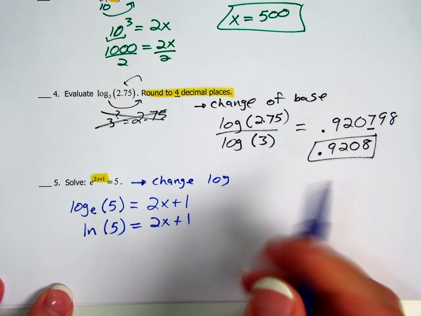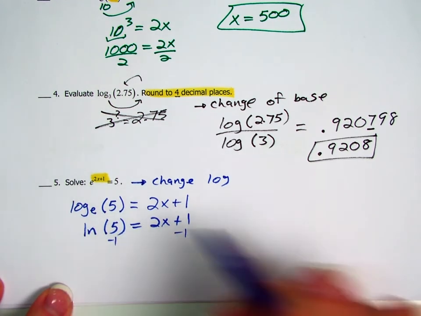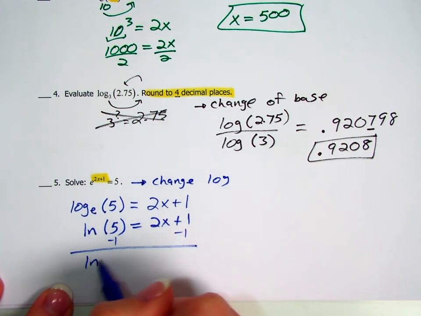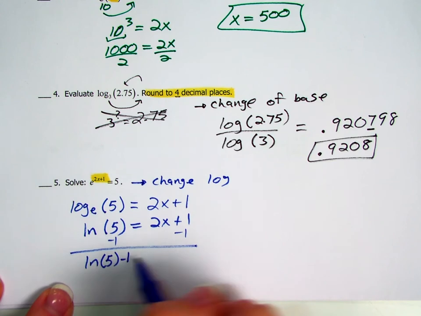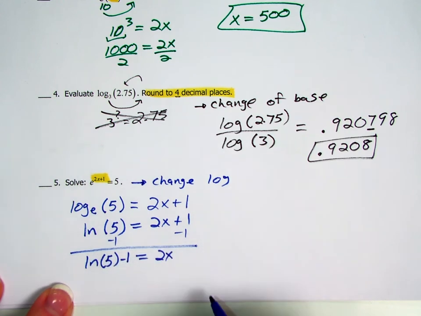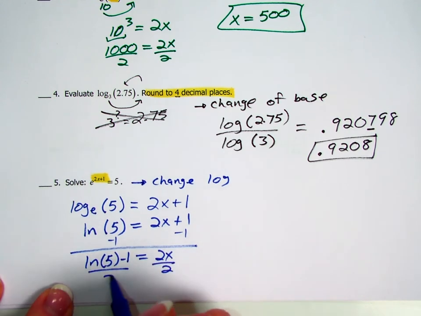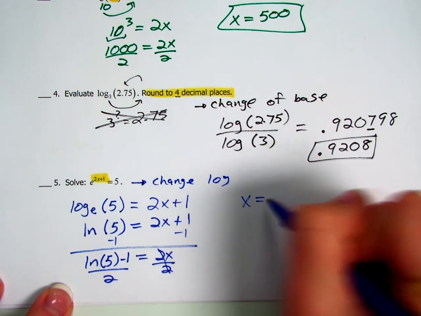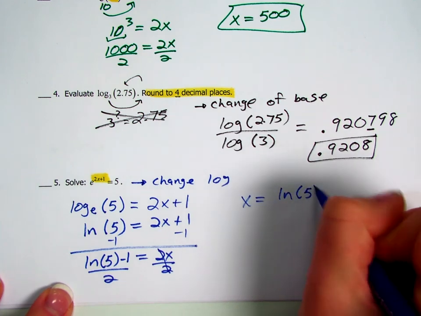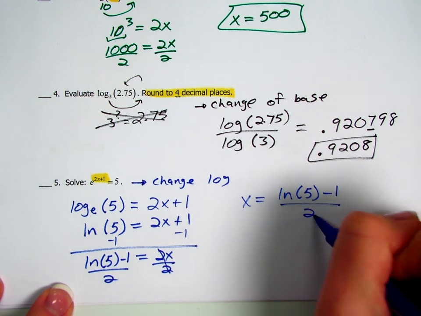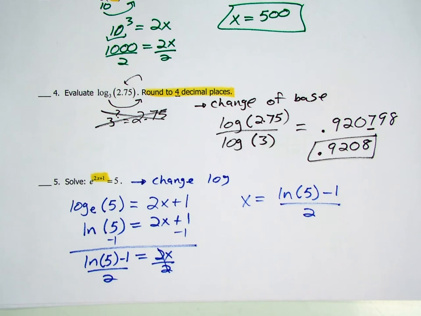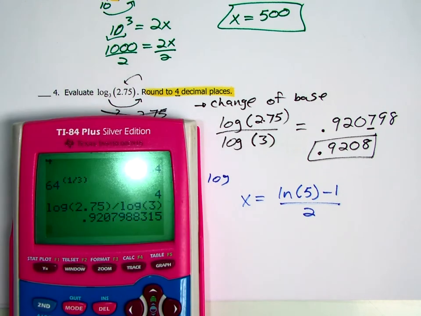And then I can get x alone, so I'm going to subtract 1 first. So I get ln of 5 minus 1 equals 2x, and then I can divide by 2 to get x alone. So x equals (ln of 5 minus 1) over 2. Now that's the exact answer, but to get an estimate, we would need to type it in our calculator.